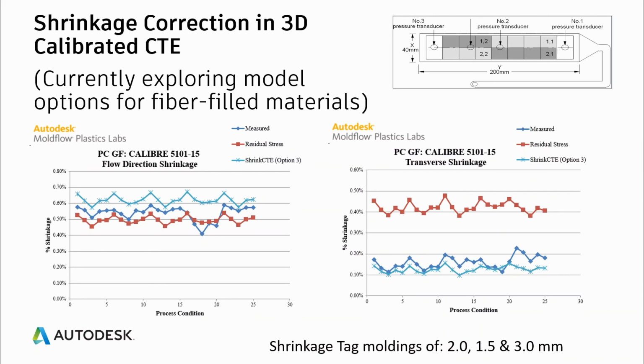However, where you do see a strong influence is in the transverse shrinkage predictions, where the predictions using the standard residual stress model in the commercial software are quite distant from the measured values, over-predicting by more than a factor of 2. Whereas the shrinkage predictions in the transverse direction obtained using this shrinkage correction method, calibrating the coefficient of thermal expansion, are in much better agreement with the measured values.